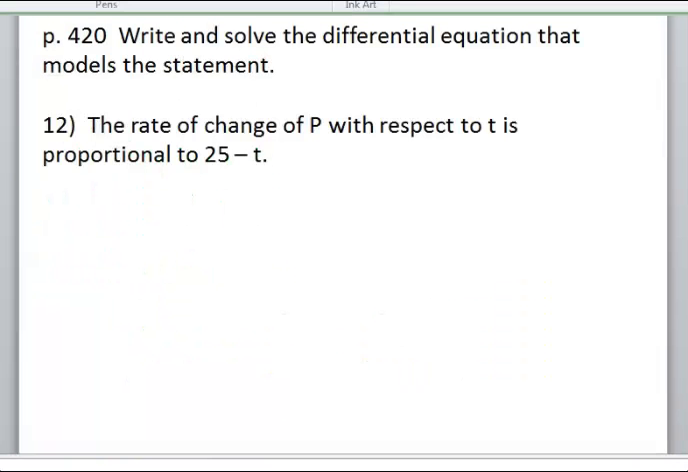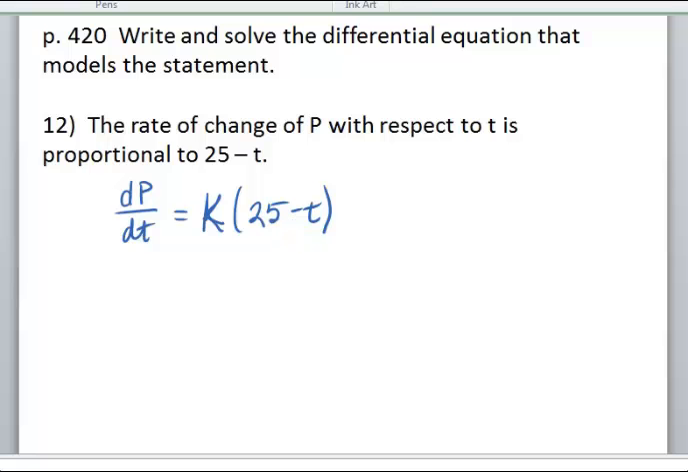Alright, on these problems I went ahead and chose them just because of the words. We're going to write and solve the differential equation that models the statement. The statement given is the rate of change of p with respect to t is proportional to 25 minus t. What does that mean? Well, if I write the rate of change of p with respect to t, that would be dp over dt. It's proportional to, so that's telling me I have some sort of constant k times 25 minus t. So those are just words that you're going to have to get used to.